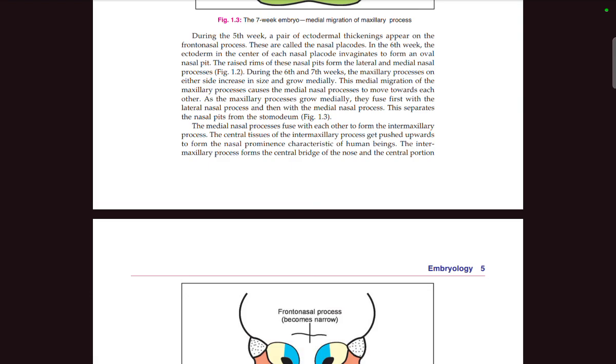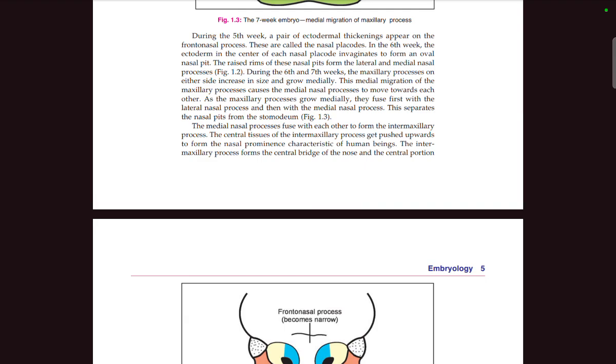In the 6th week, the ectoderm in the center of each nasal placode invaginates to form an oval nasal pit. The raised rims of these nasal pits form the lateral and medial nasal processes. During the 6th and 7th weeks, the maxillary processes on either side increase in size and grow medially. This medial migration of the maxillary processes causes the medial nasal processes to move towards each other.